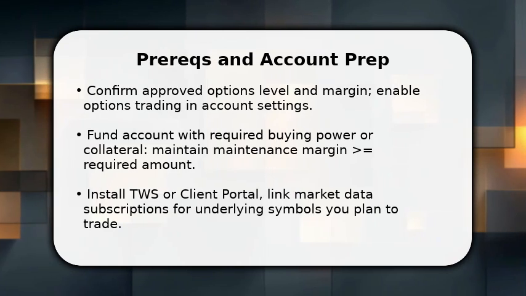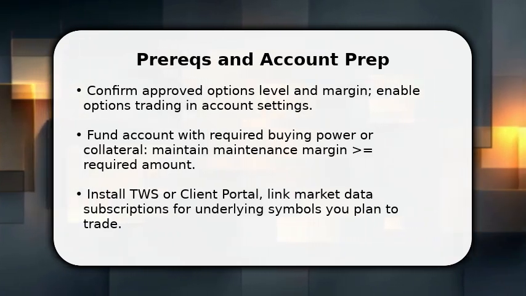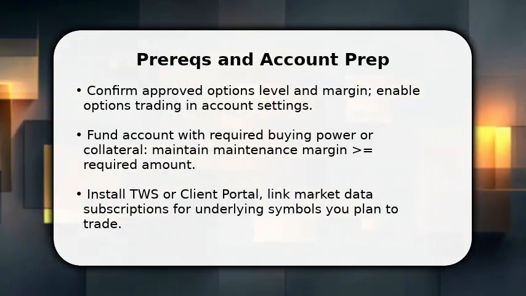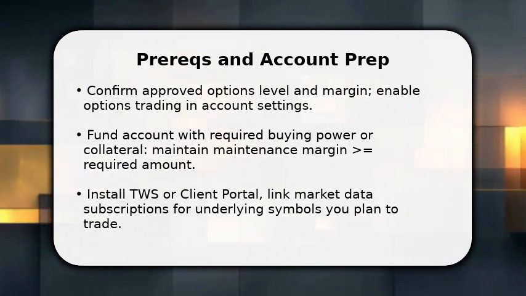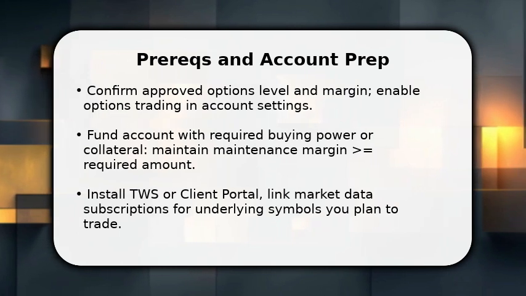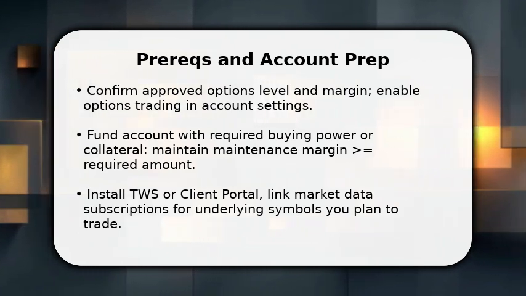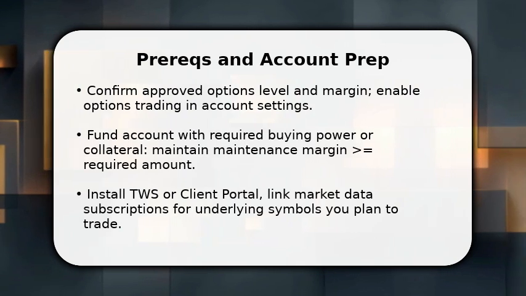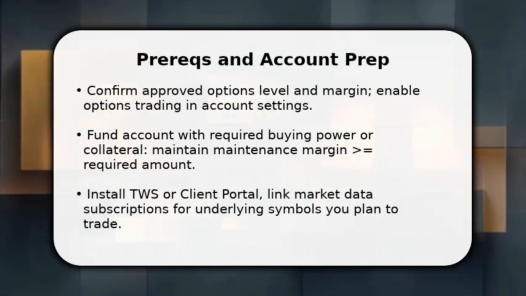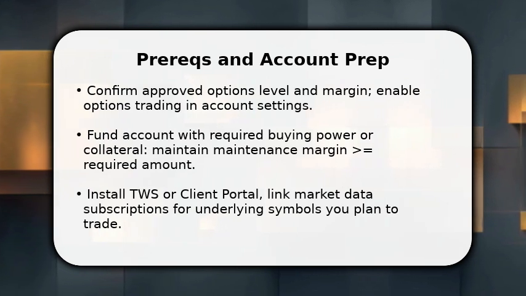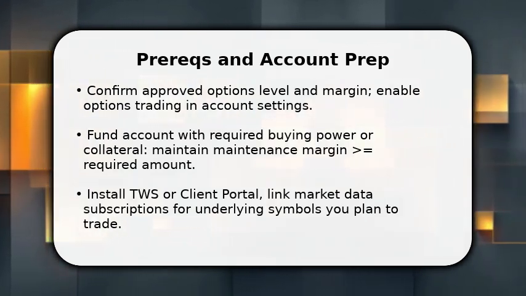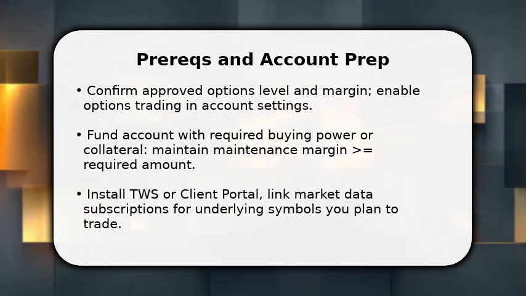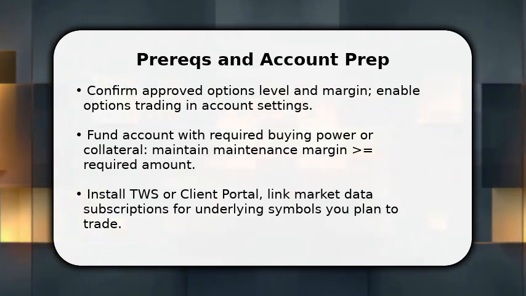You start by verifying you have an approved options trading level and sufficient margin. This matters because selling requires collateral and permission. Once done, fund the account to cover initial margin and short assignment risk, and enable market data for your symbols so quotes populate. Make sure you install and log into TWS or Client Portal. The order entry tools differ, so open the options chain for your underlying before placing any trade.